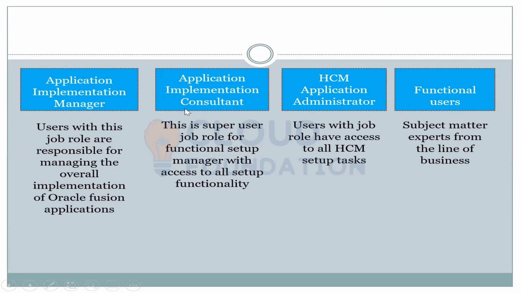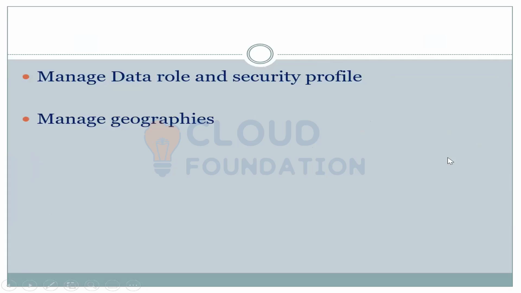These are all job roles shown in blue. You have to configure these when you're working on the application: application implementation manager, application implementation consultant, product data steward, and IT security manager. What are data roles and security profiles, and how do you manage geographies? These are two different topics. When you work on the Fusion application, I will show you what a data role and security profile are, and how to manage geographies.